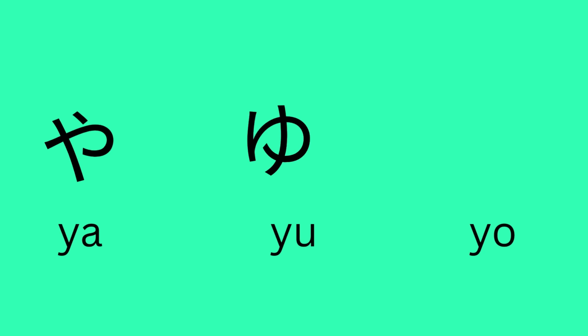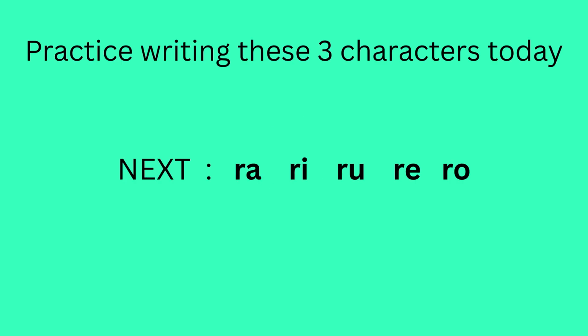Ya. You. Yo. Let us see how much you have learned. Which is this character? This is yo. Which is this one? This is ya. And the last one? This is you.